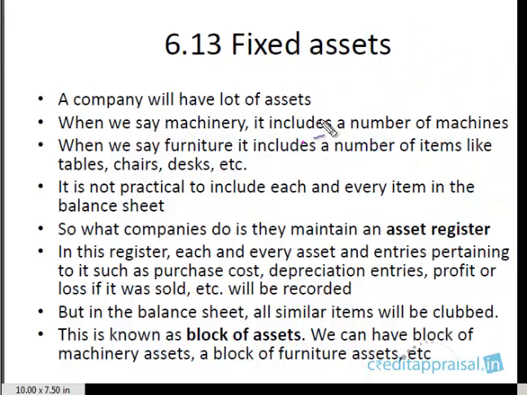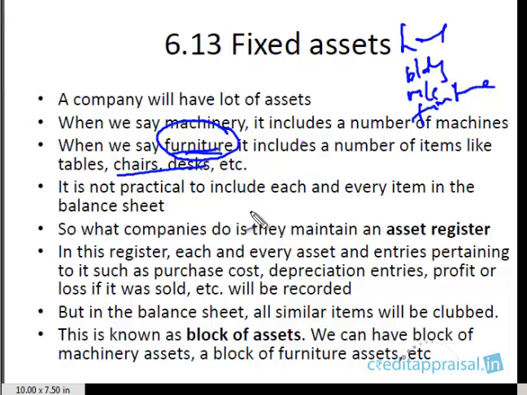A company usually will have a lot of assets. So what are these assets? Land is an asset. We discussed this, right? A building is an asset. Machinery, furniture. So there will be a lot of assets. But when we say furniture, what we're actually referring to is a combination of various other items like tables, chairs, and desks, all put together. We're referring to them by a single name, furniture.